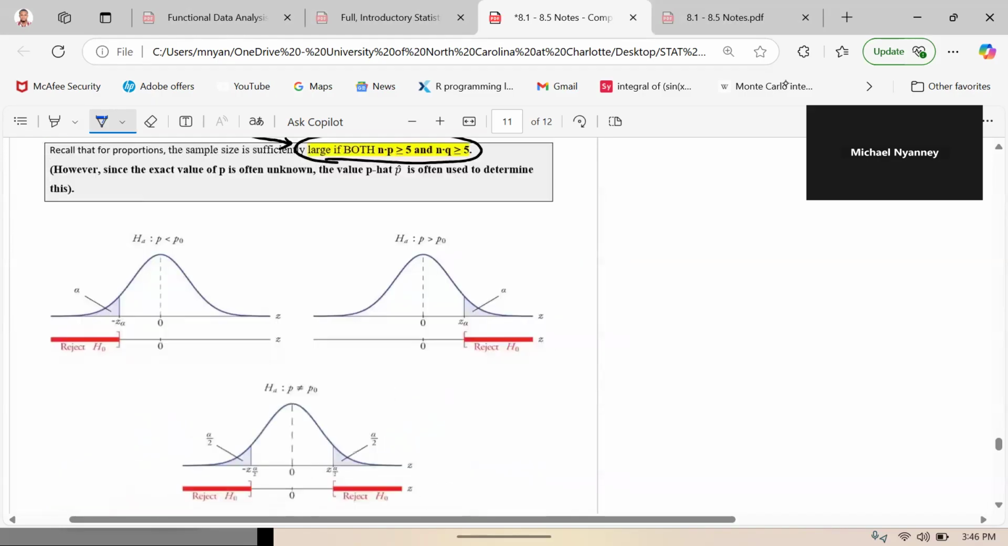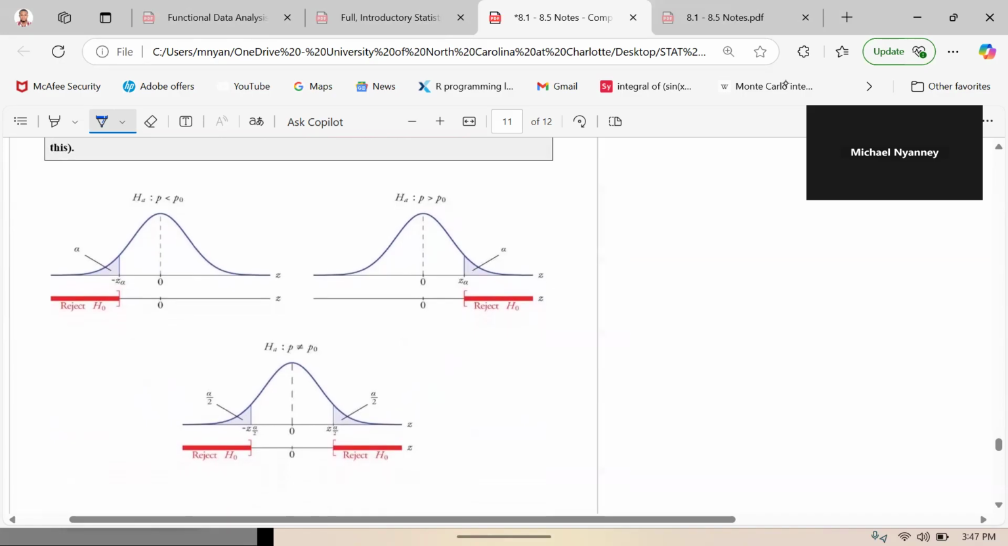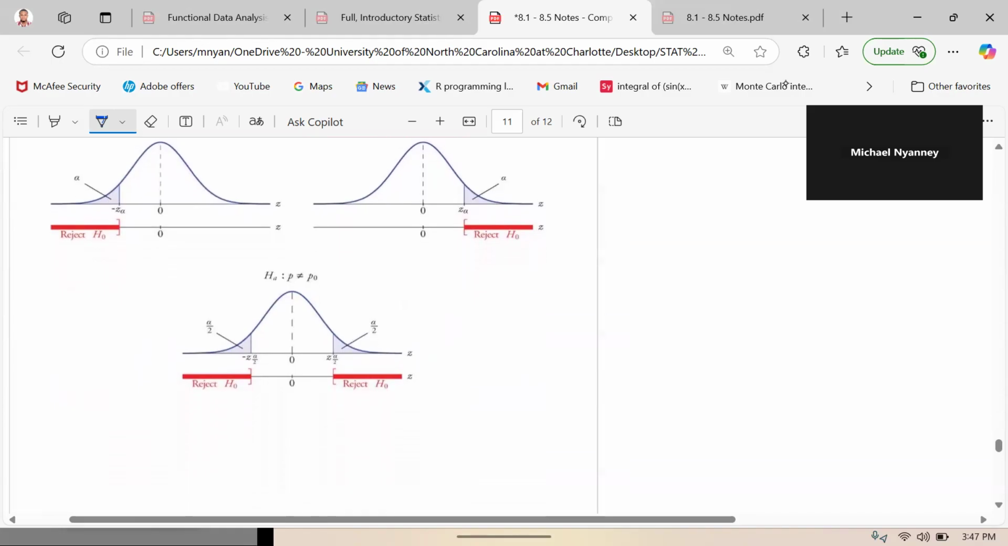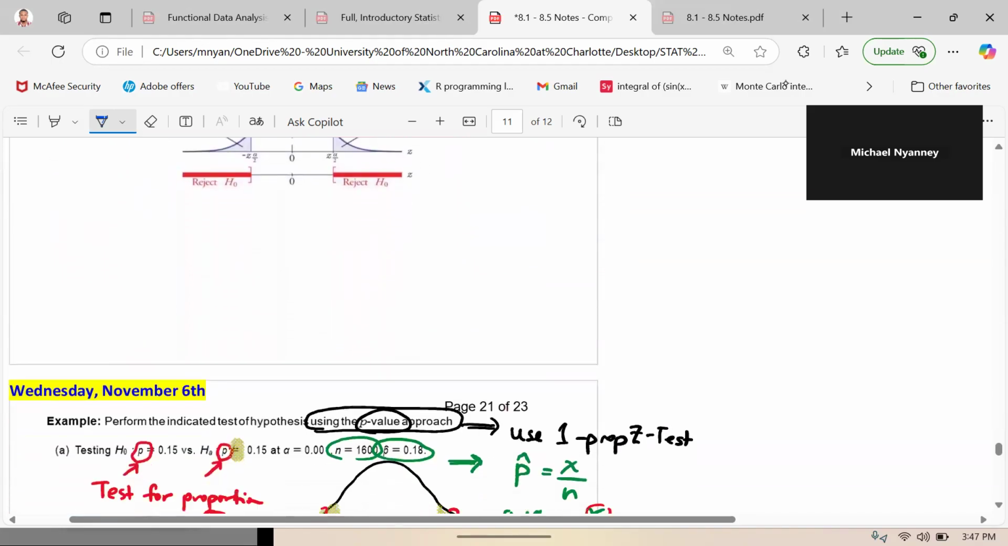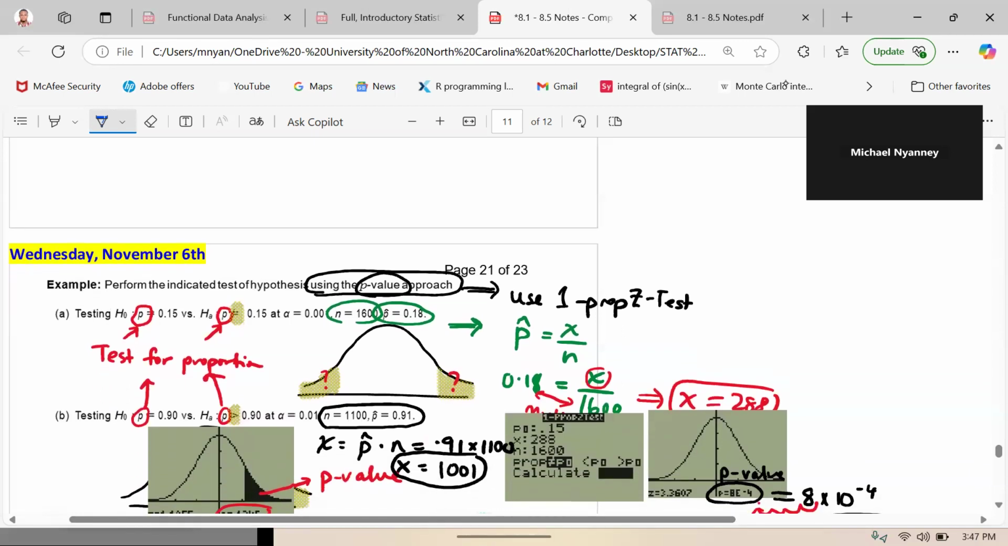So this is if you determine the direction based on HA. If you are going to the left, you use all of our alpha. If you are going to the right, you use all of our alpha. But if you are going for left or right, then we divide our alpha by 2 to determine our rejection region. And we've talked about this before.